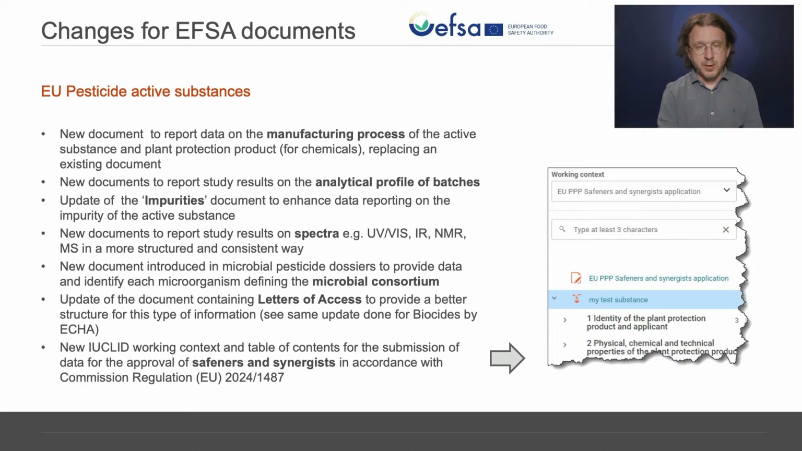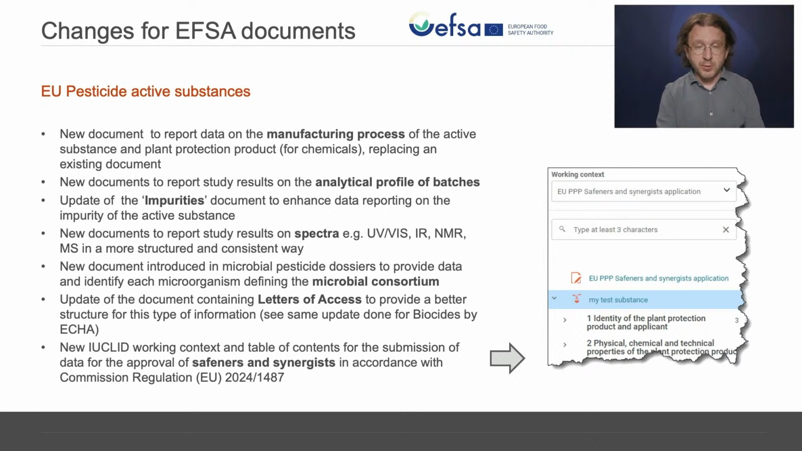For example, a new document was created to report data on the manufacturing process for the active substance. This document is replacing an existing document. Then you will be able to see that new documents have been created to report study results about the analytical profile of batches. There was also a small update on the way impurities are reported, and also how spectra information is provided. So now the new documents available to report this type of studies are more structured and more consistent with the information requirements.